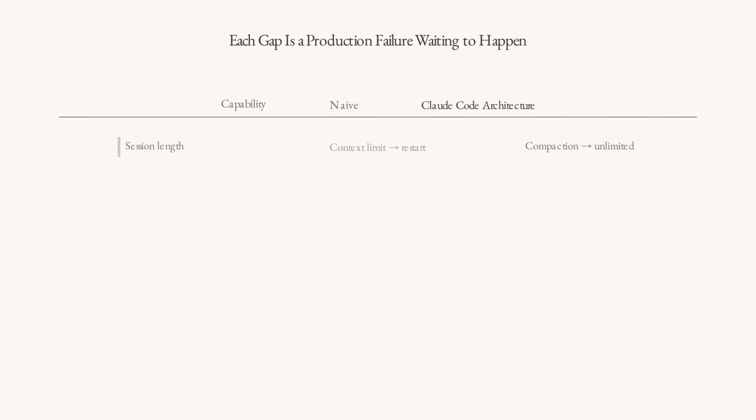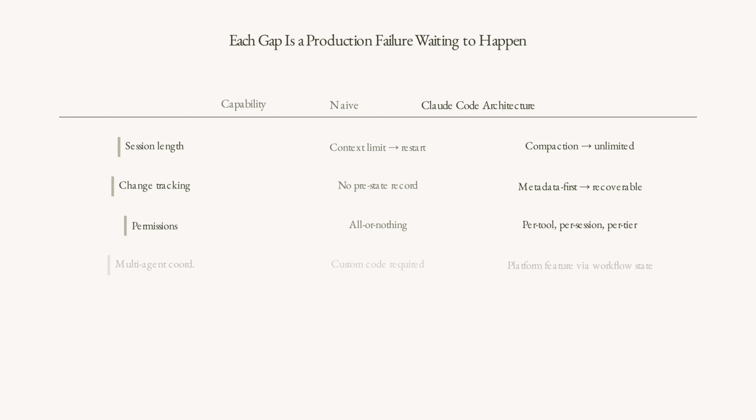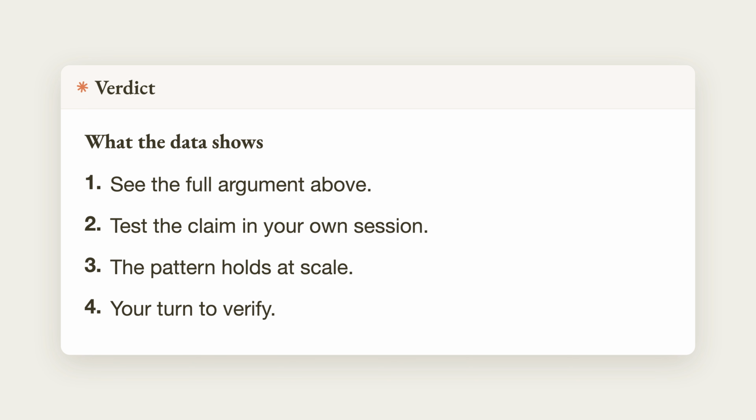Naive, no record of what changed. Claude Code metadata first means pre-state is always recorded before any write. Naive, permissions are all or nothing. Claude Code permission system allows per tool, per session, per tier granularity. Naive, multi-agent requires custom coordination code. Claude Code, workflow state and session persistence make coordination a platform feature, not a custom implementation. Here is what the evidence shows.